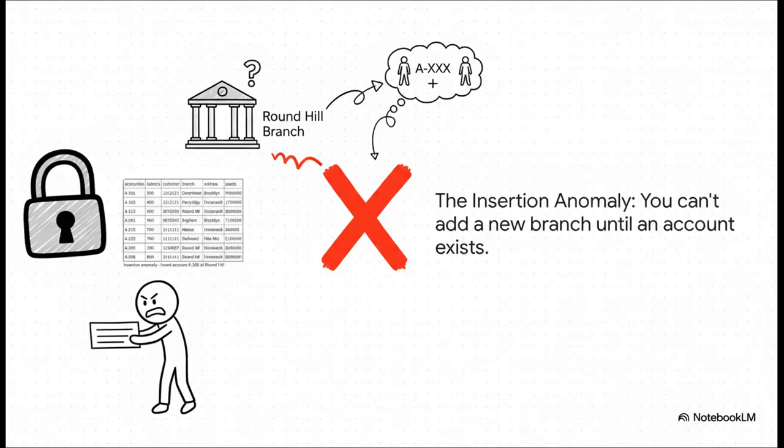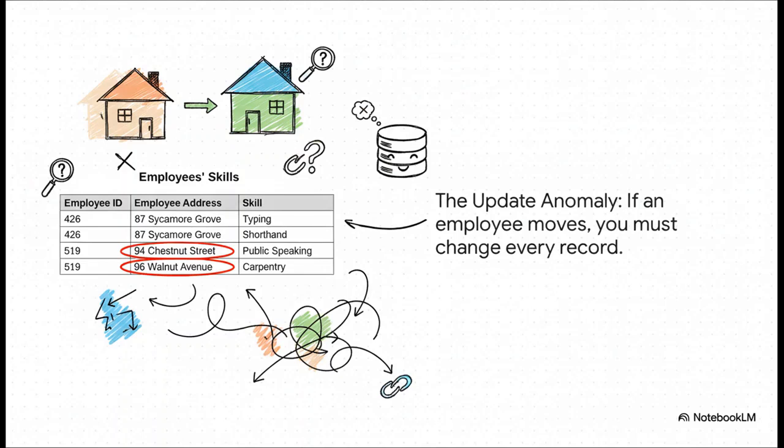So meet villain number 1, the insertion anomaly. Let's say you want to add a new bank branch, Round Hill, to your system. With this table structure, you can't. It's impossible. Why? Because the table says you have to have an account number to create a new row. So the system itself is physically stopping you from adding perfectly good information. It makes no sense.